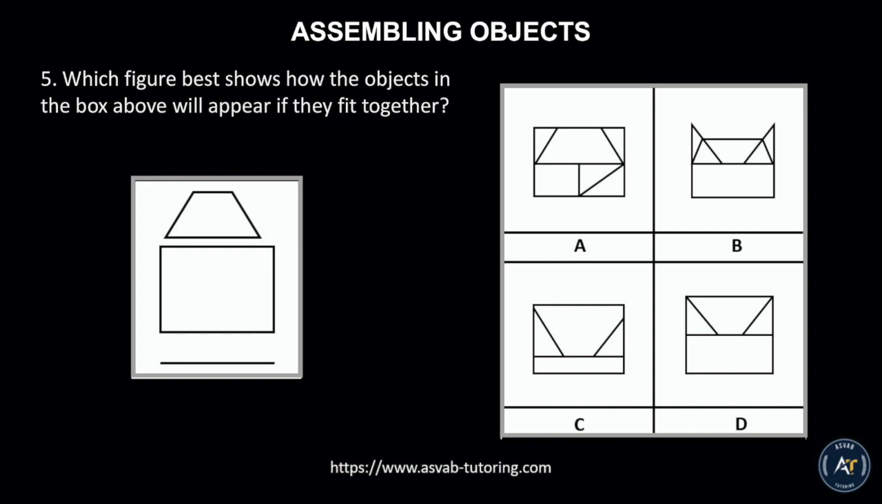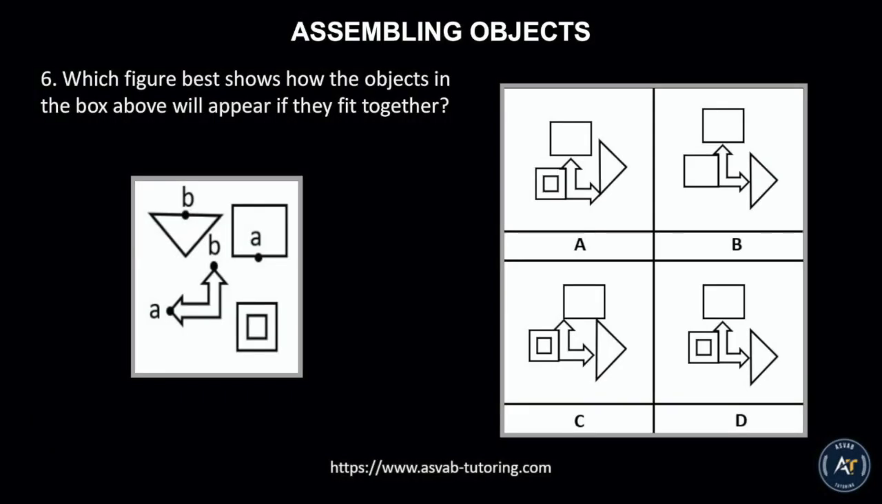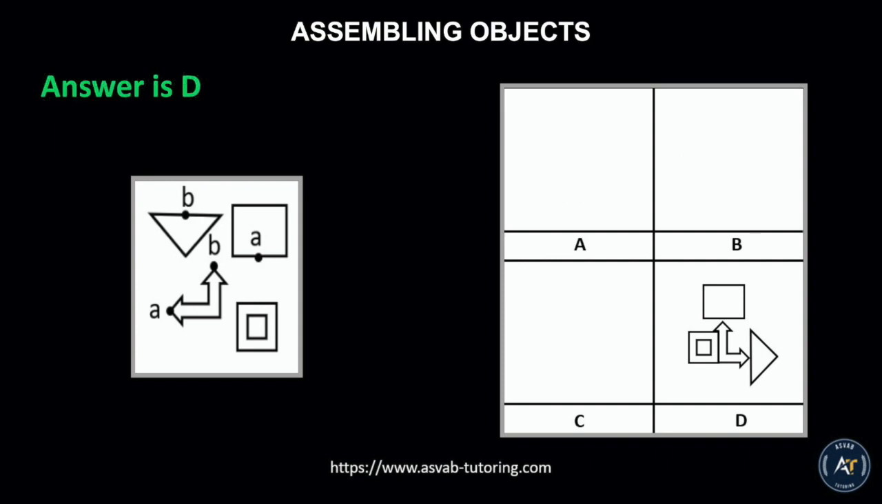Number 5. Which figure best shows how the objects in the box above will appear if they fit together? The correct answer is letter D. Number 6. Which figure best shows how the objects in the box above will appear if they fit together? The correct answer is letter D.